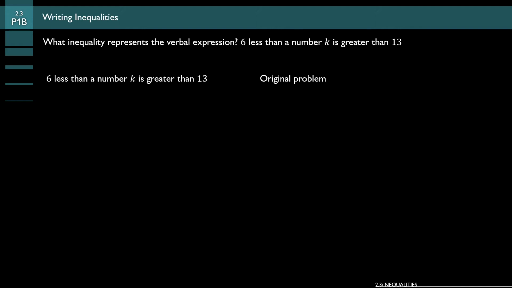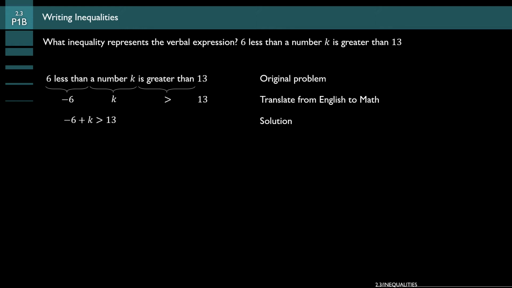Now remember that less than a number means minus. So we're going to do a -6, and a number k is going to be the variable k, is greater than, so we use our greater than sign, and then 13, we just pull down our 13. So -6 plus k is greater than 13. The way that we would normally write this, we tend to put our variable first. So we're going to write it as k minus 6 is greater than 13.